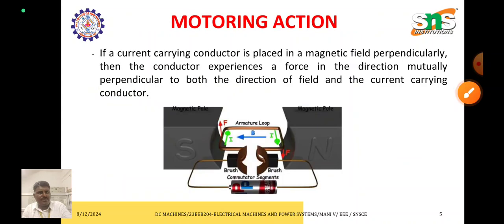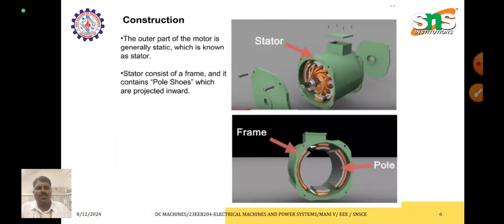Okay. So the motoring action, the motor principle. If a current carrying conductor is placed in a magnetic field, then the conductor experiences a force in the direction mutually perpendicular to both the direction of the field and the current carrying conductor. It is similar to Faraday's law. Whenever the current carrying conductor is placed in a magnetic field, there is a tendency that it cuts the fluxes and induces the EMF. Okay, so that is the motoring action.